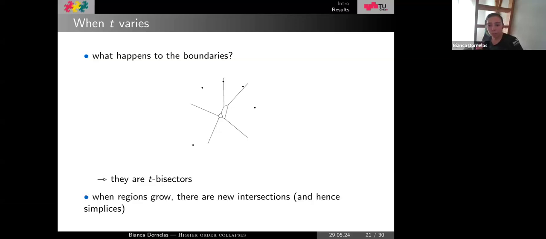Now the next thing to see is that when the Voronoi regions are growing, this means that intersections that didn't exist are going to appear. So for instance, we can see this region here and this region here. They don't intersect at this point, which is at t equals 0, but eventually they will grow enough so that they will intersect.